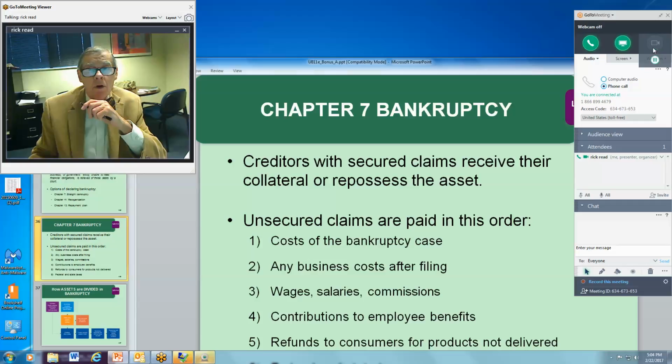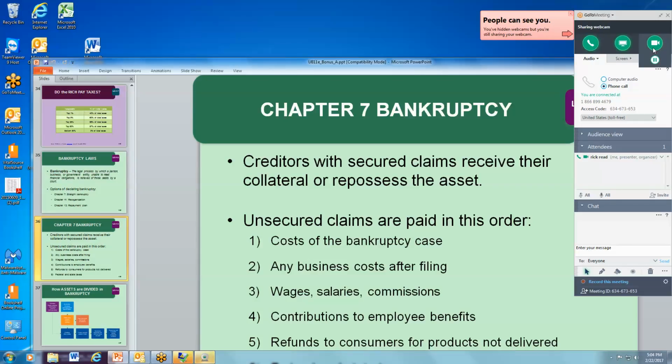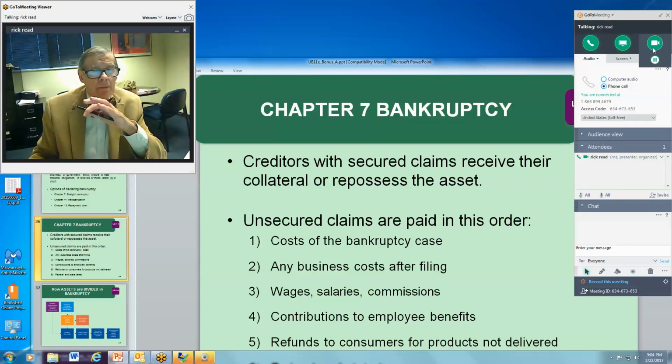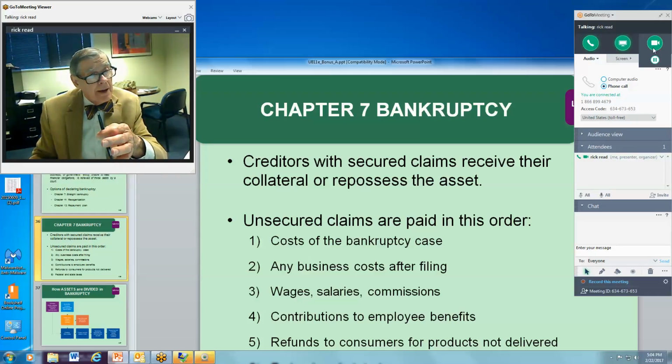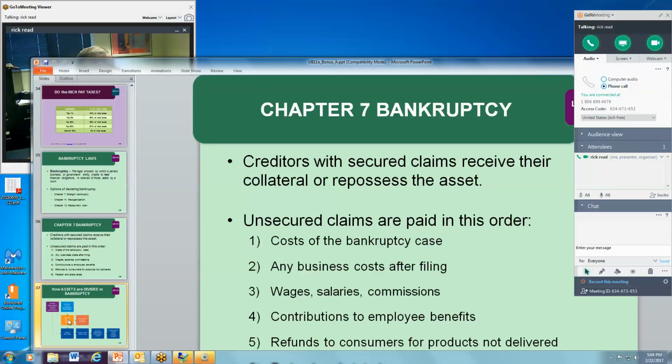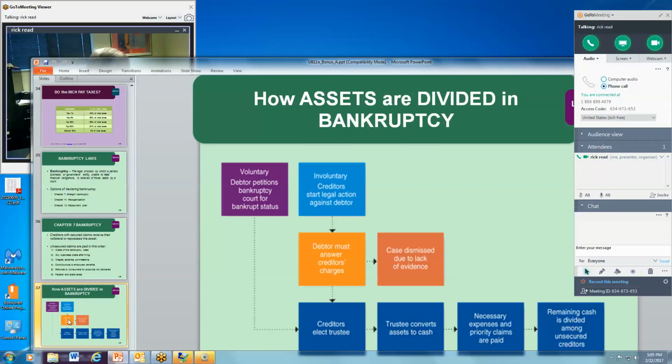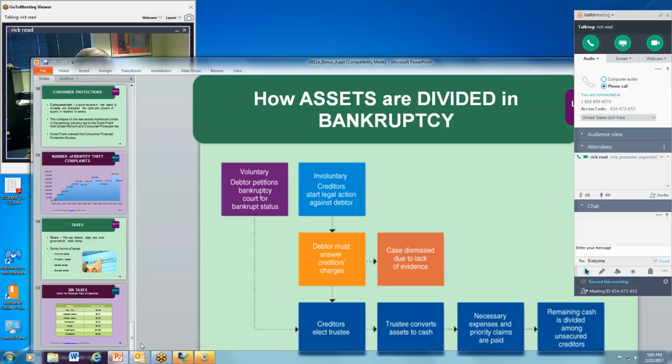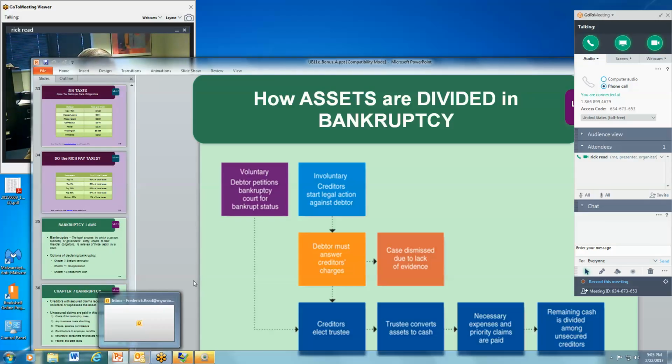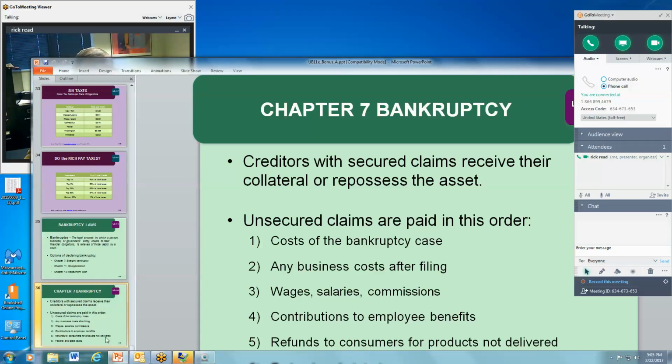This is the order in which creditors receive claims. We don't need to go through that, but we do need to understand that some people have a higher standing on a claim for bankruptcy than others do. This is how assets are divided in a bankruptcy case. You can see this in your text in figure A6 at the bottom of page A16. And that brings us to the end of bonus chapter A.